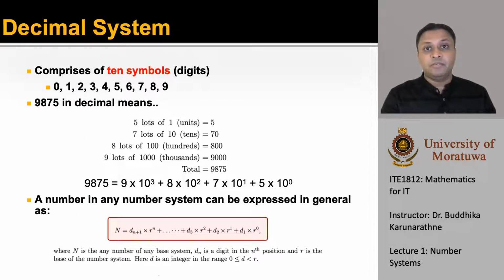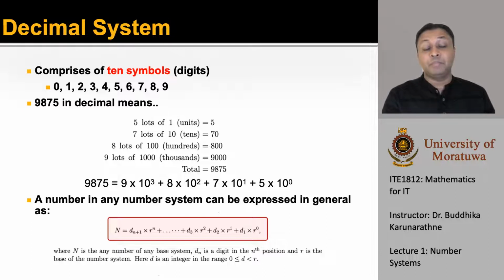Let's start with the number system most familiar to us, which is the decimal system. It comprises 10 symbols or digits going from 0 to 9. Let's take an example, 9,875 in decimal. Each digit in this number represents two kinds of values.